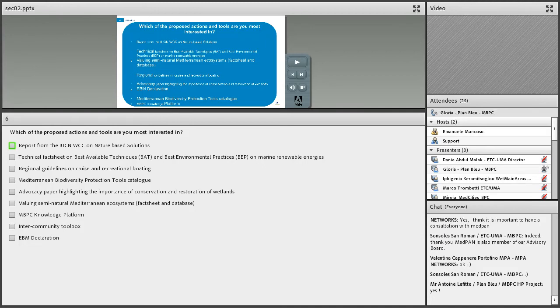Yes, hello everybody, I'm Gloria. And maybe, Antoine, we can explain a little bit faster the inter-community toolbox. Yes. This is an idea that we would like to develop with other horizontal projects from the InterregMed program in order to put together all the tools that have been developed in the previous phases. And the idea is that it will be an interactive platform, not only a repository, where we can find all the tools and outputs of the different projects.